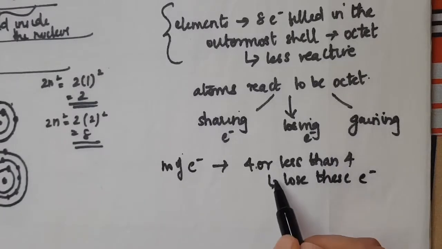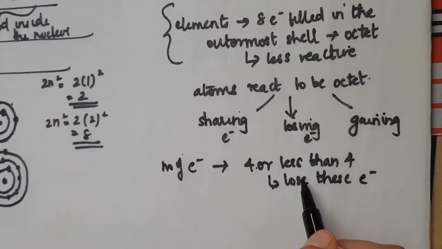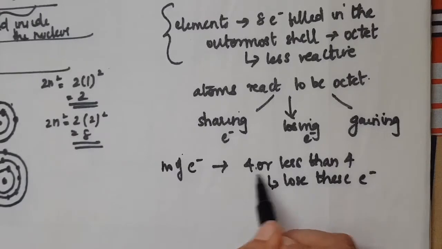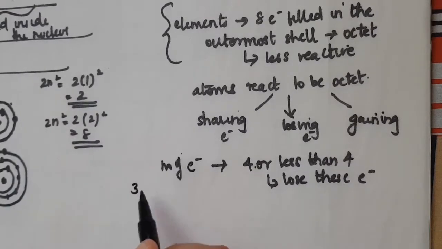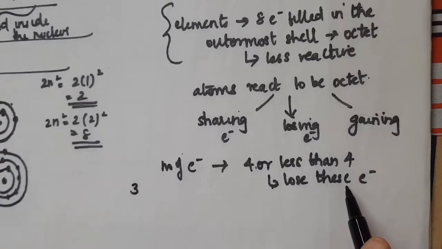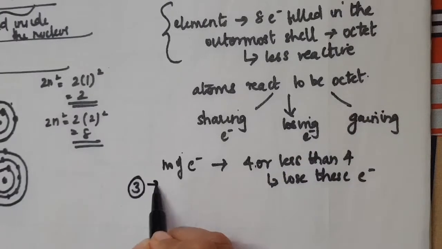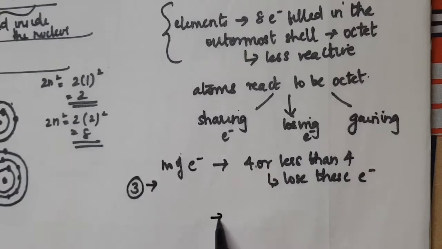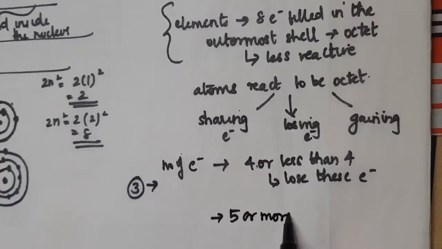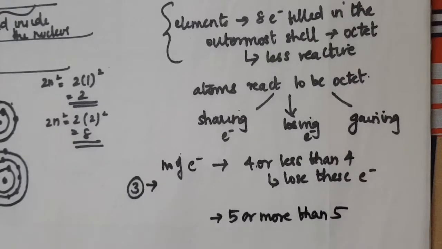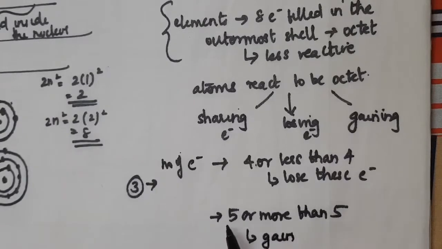It's easier to lose these electrons. So the valency can be said as the number of electrons in the outermost shell. If suppose there are 3 electrons in the outermost shell, it is easier to lose these 3 electrons to gain octet. So the valency will be 3. But if there are 5 or more than 5, it is easier to gain, because losing so many electrons is very difficult. So it is easier to gain the required number of electrons.